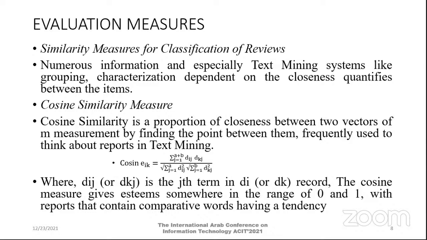Here we use this formula, where Dkj is the jth term of Di, the record. So for each and every record, we have a range. That range will start from 0 and go to 1.